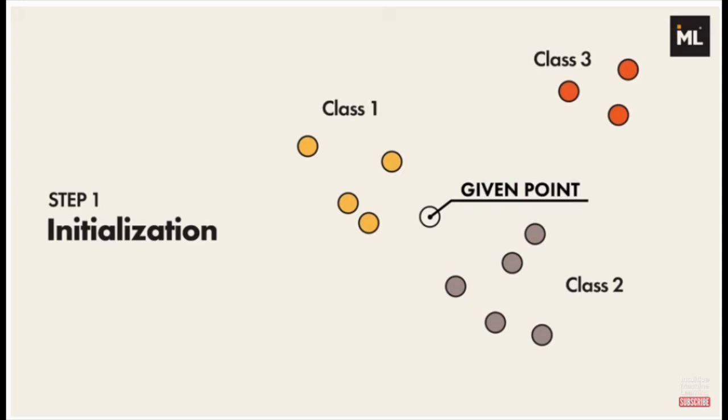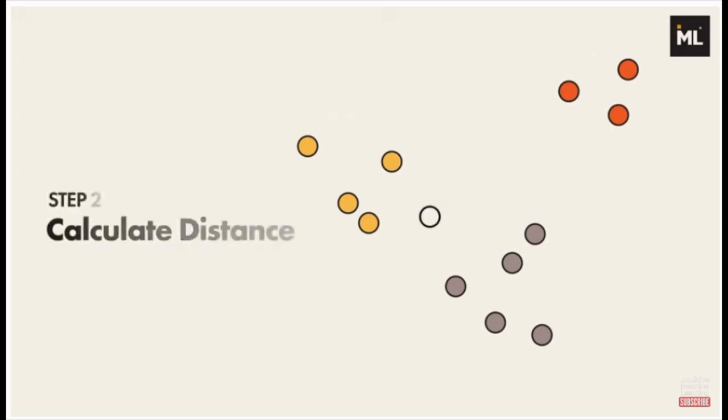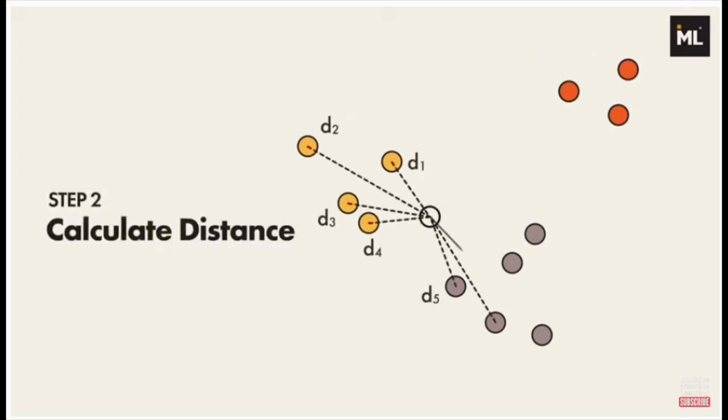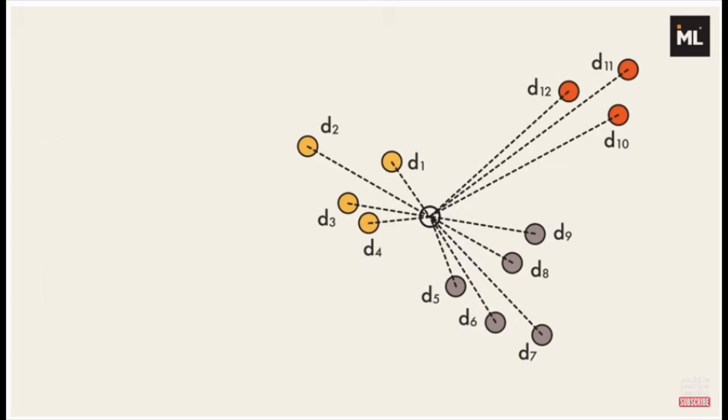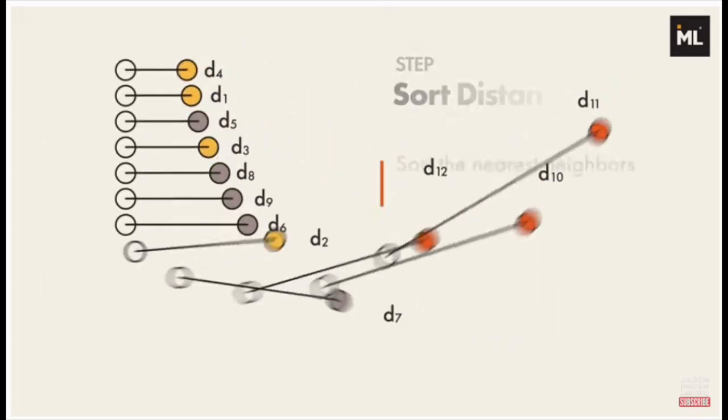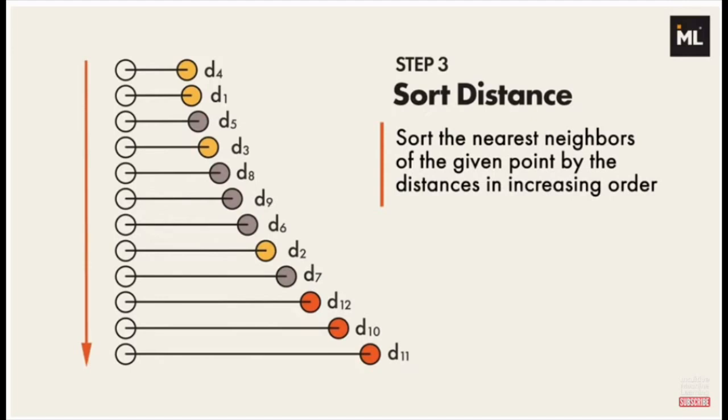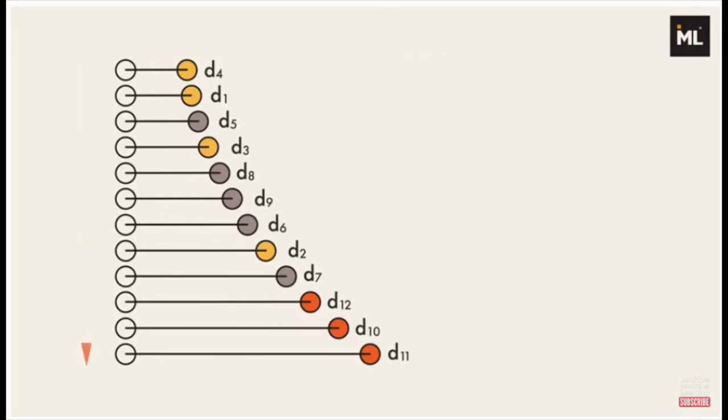In order to find the k-nearest neighbors of the given point, we need to calculate the distance between the given point and the other points. There are many distance functions, but Euclidean is the most commonly used one. Then we need to sort the nearest neighbors of the given point by the distances in increasing order.